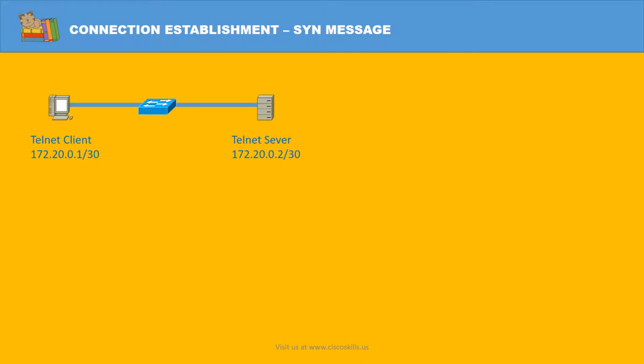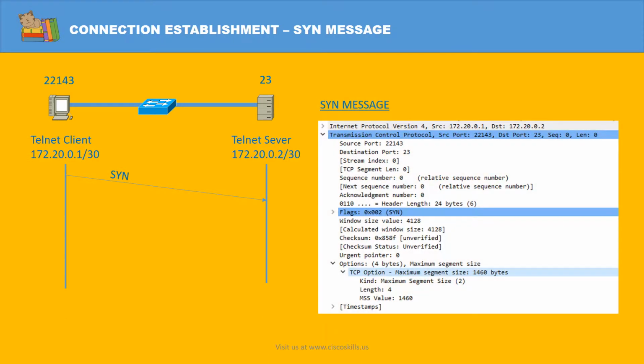To provide the service, the telnet server does a passive open to port 23 and starts listening on port 23. It does not initiate any protocol on the wire. The client generates a random port, 22143, and does an active open to port 23 on the server, which triggers the TCP protocol SYN message. Let's look into the SYN message in detail. This is the SYN message, with relative sequence number 0. It's sent from the telnet client to the server.